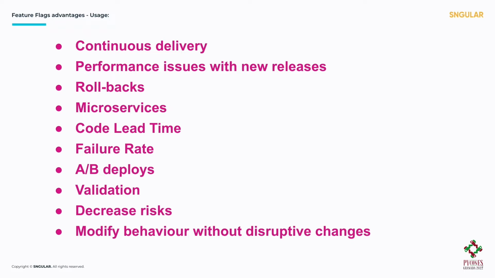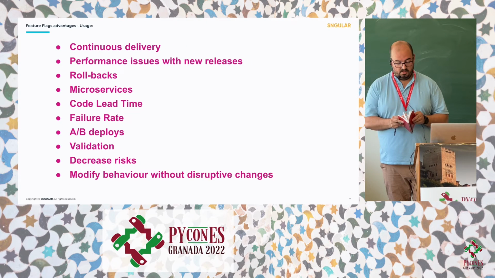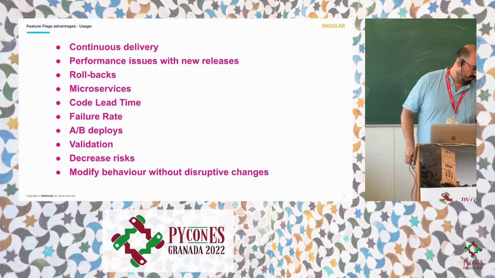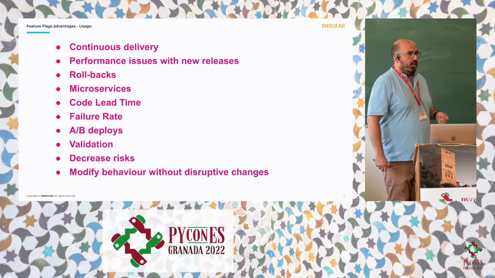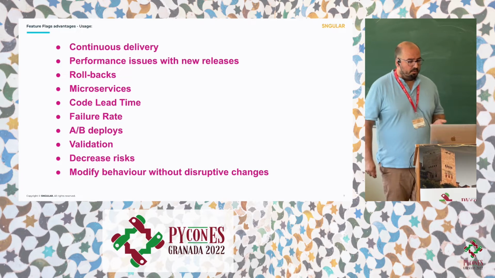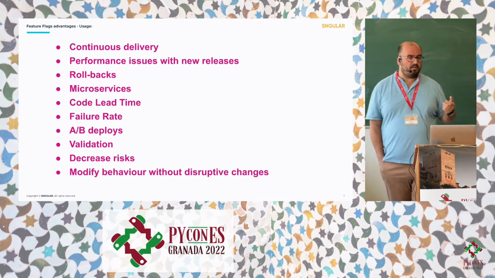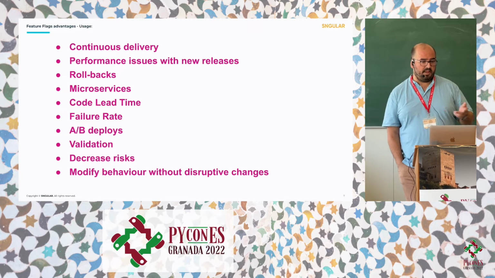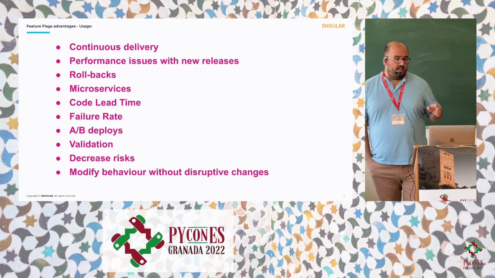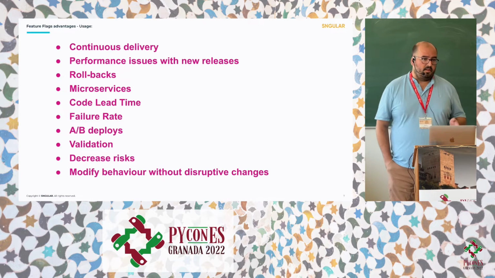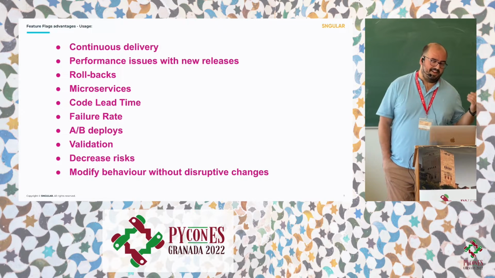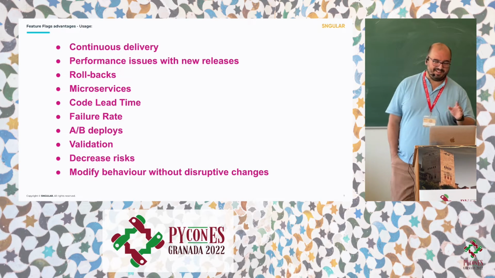Why, or what do you expect to get if you use feature flags? Well, probably you are going to improve your continuous delivery. Probably you should be able to study or prevent any performance issues in the new release before they happen. You should be able to do rollbacks, or avoid rollbacks because you prevent the issues before the release, but just in case, you will be able to do it.